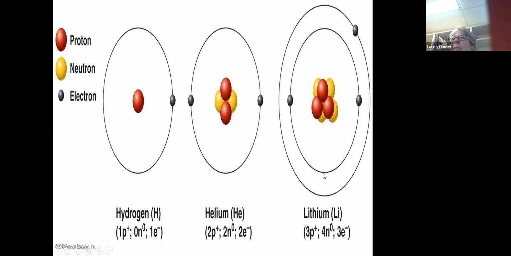And then again, we have lithium. So 3 protons, 3 electrons, 3 protons in the center. First 2 electrons fill the first valence shell. The third electron goes to the next energy level.